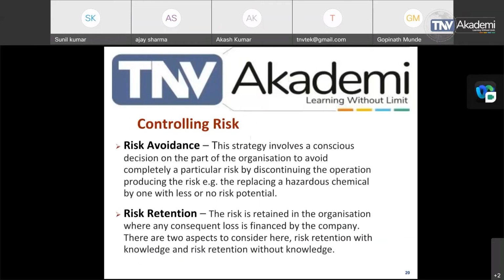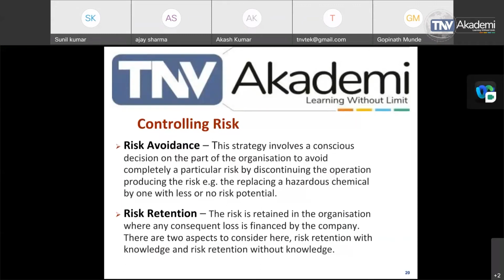So when you analyze and find that you have a risk in your product, in your process, or in your ingredient, how do you have to control the risk? You have to do risk avoidance, and you have to do risk retention.